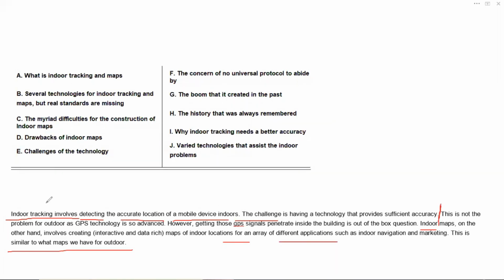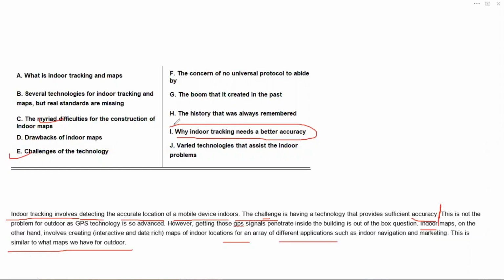They do this and they try to match. Indoor tracking involves detecting accurate location, the challenges, so they think challenges of technology, the myriad difficulties. Accuracy is what is being told here, so they go with why indoor tracking needs a better accuracy. So let's understand, are they really talking about accuracy? If the name accuracy has to be given, then the entire paragraph should talk about why it needs a better accuracy, isn't it? Just one word accuracy will not sum up the paragraph.